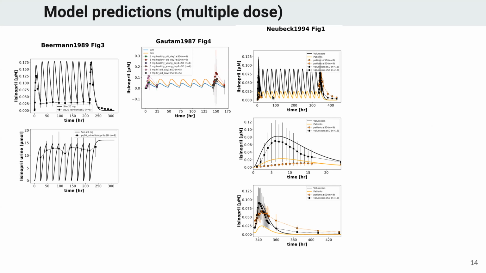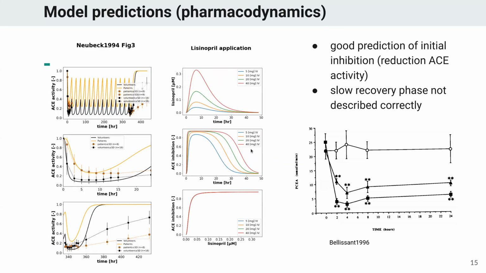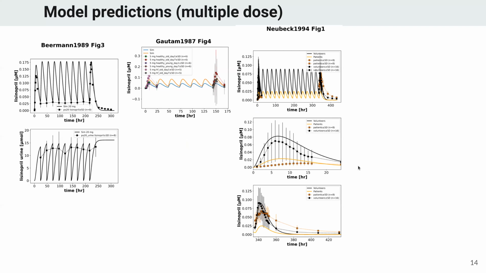It's a bit not so good for the Neubeck. The orange curves you can ignore for now, this is some renal things. But for the black curves, we see pretty good agreement. There are very large error bars here. But for day 1, we predict the pharmacokinetics pretty well, also for the last day.